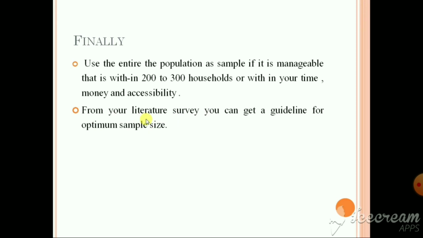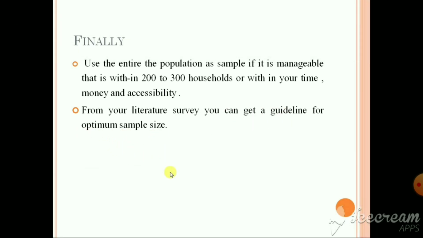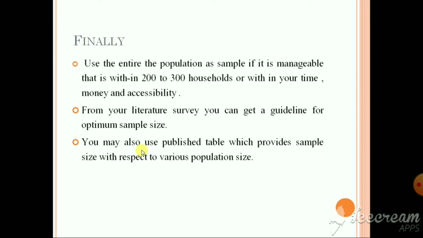So you go through the extensive literature. From the literature survey you can get guidance for the optimum sample size, or you may also use a published table which provides the sample size with respect to various population sizes, though this table has been prepared on the basis of Cochran's or Yamane's formula.